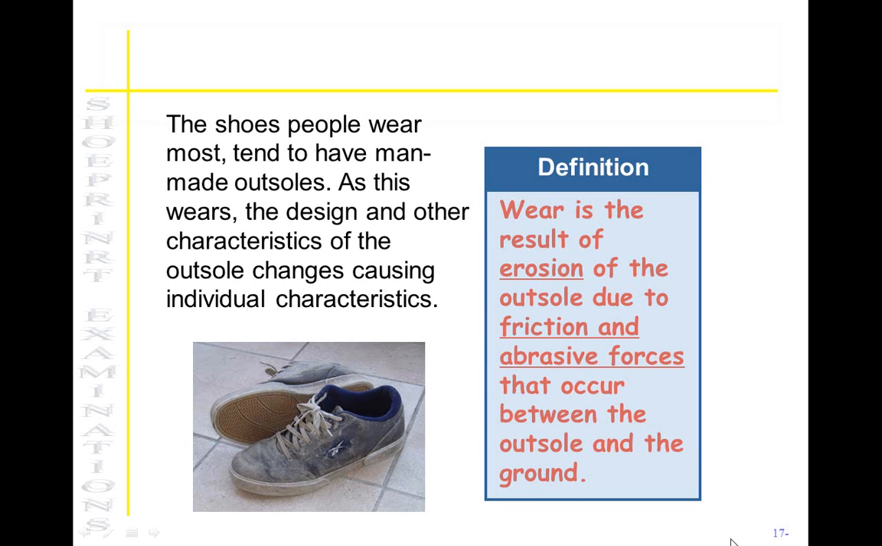The shoes people wear most tend to have the man-made outsoles, very similar to the rubber bottoms like what's on tennis shoes. So as they wear, the design and other characteristics are going to change or make changes to that pattern, causing all of these individual characteristics. So we can think of wear as the result of erosion of that outsole due to the friction of abrasive forces that occur between the outsole and the ground through use.